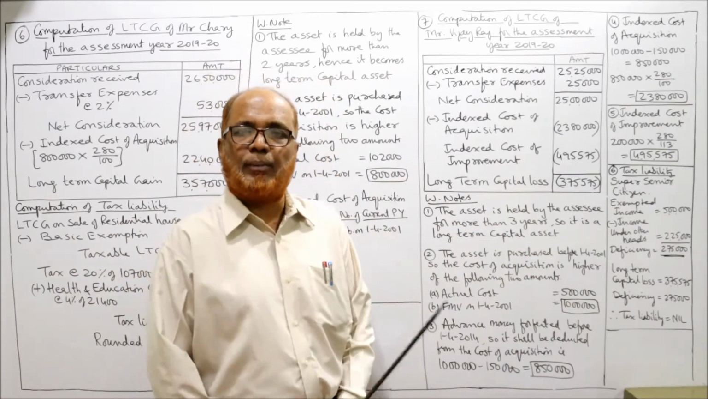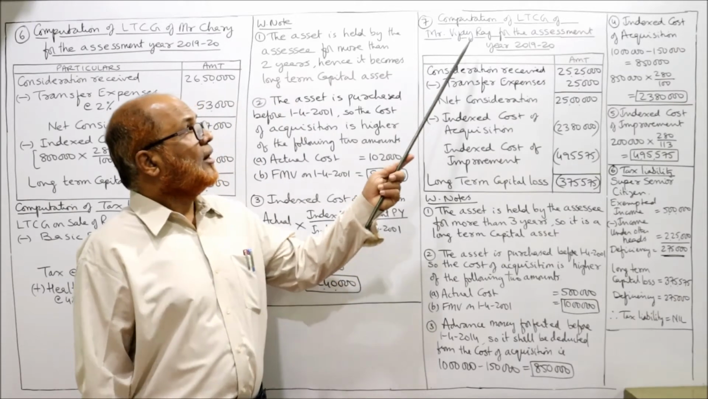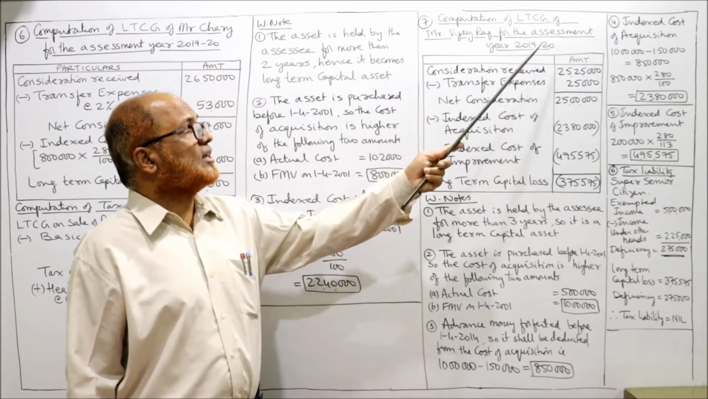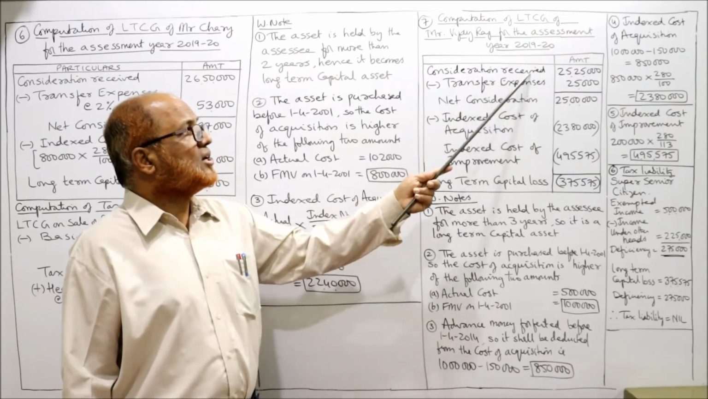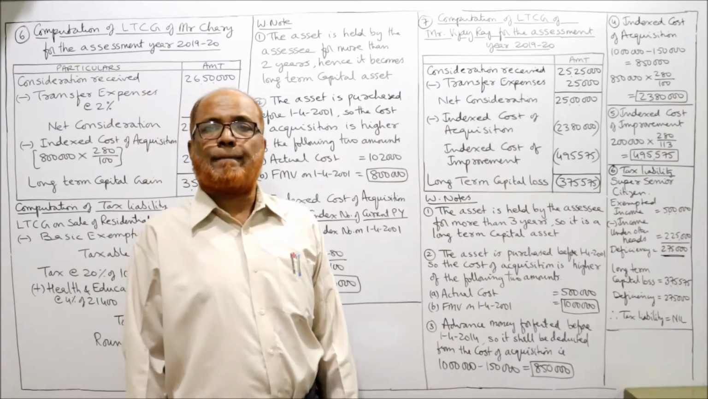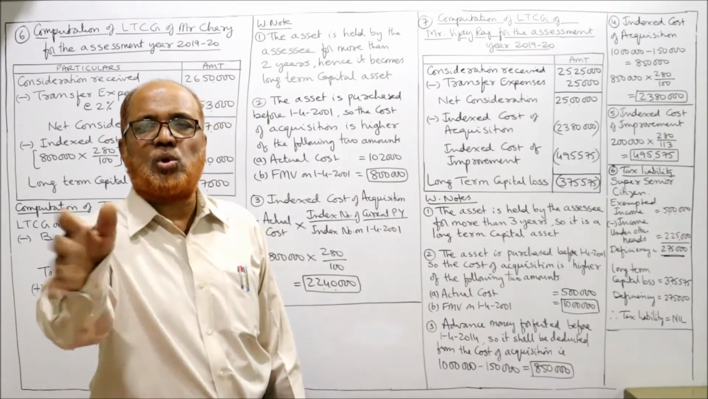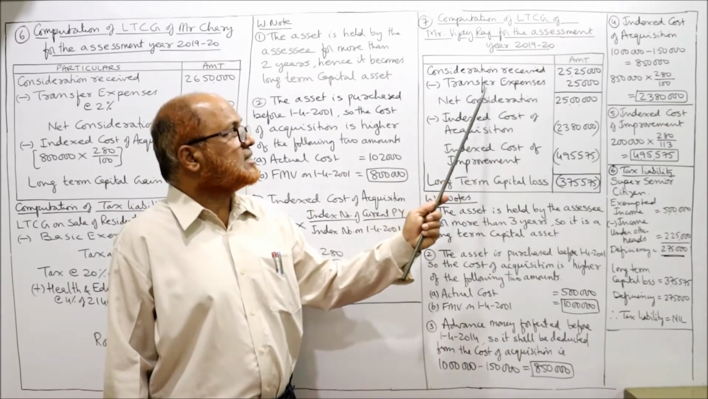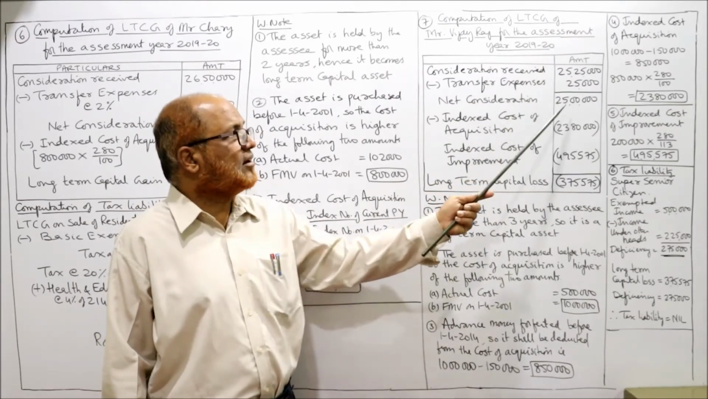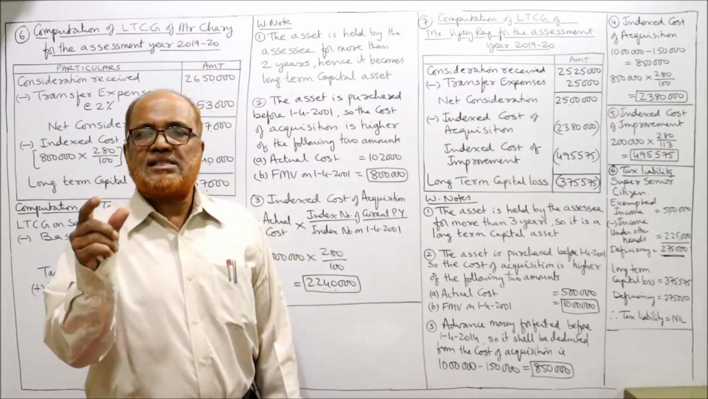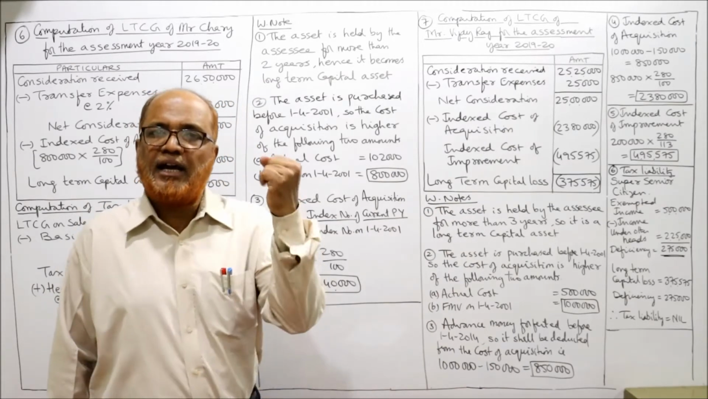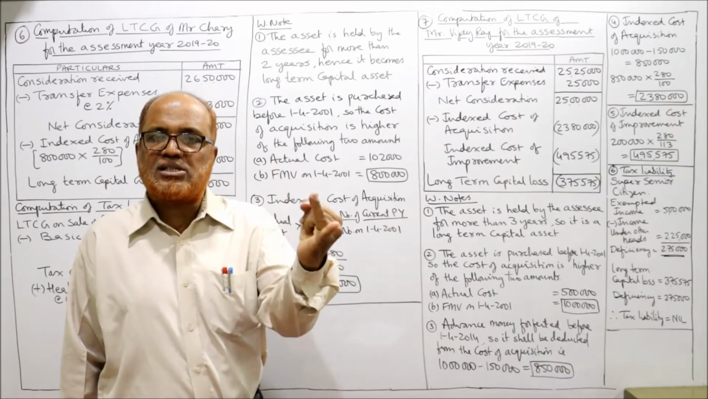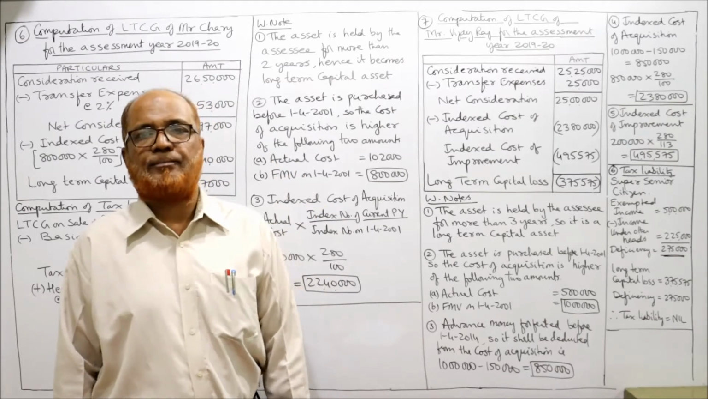Now the solution will be like this. Computation of LTCG of Mr. Vijay Raj for the assessment year 2019-20. Consideration received 25,25,000. During the current previous year, he sold the ornaments for rupees 25,25,000. Less transfer expenses 25,000, net consideration 25 lakh. From this net consideration, we have to deduct indexed cost of acquisition and indexed cost of improvement.